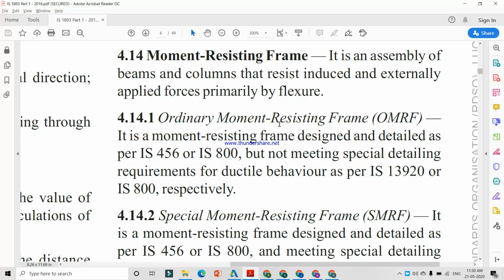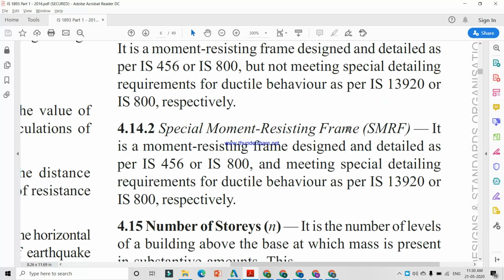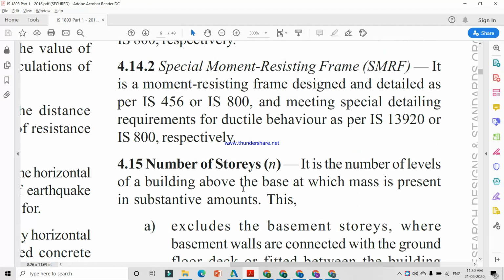Ordinary moment resisting frame. It is a frame in which special ductile detailing is not done as per IS 13920 or IS 800. In the case of special moment resisting frame system, ductile detailing should be done as per the IS code.